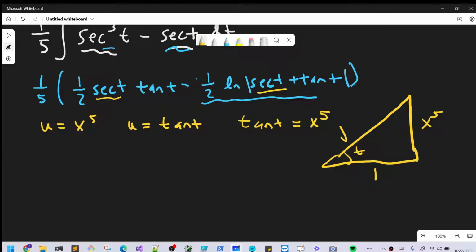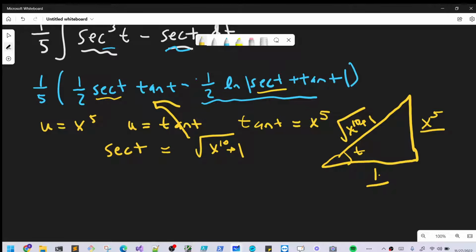So that's going to make the hypotenuse the square root of x to the 10th plus 1, just using the Pythagorean theorem, squaring this and squaring this. So our value for secant t is going to be hypotenuse over adjacent, so it's just going to be the square root of x to the 10th plus 1. Okay, so now we just need to back substitute everything back up here.